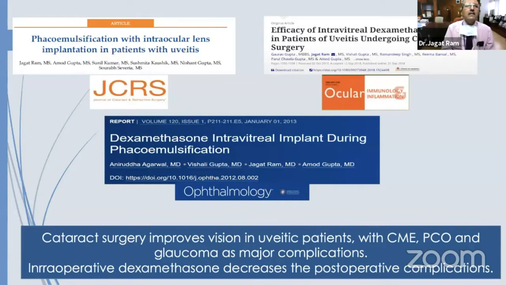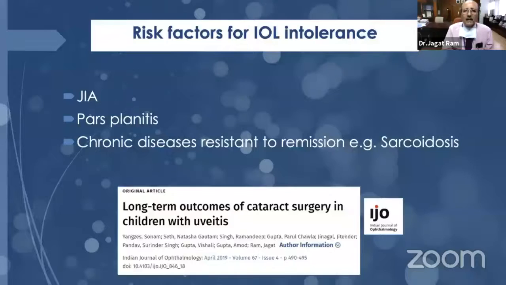And these are some of the studies showing that intravitreal dexamethasone implant is required in several of the patients where there is a chronic uveitis. And these are the cataract patients. They improve their vision, and there may be some post-operative complications such as CME, PCO, and glaucoma, which we have to monitor in the post-operative period.